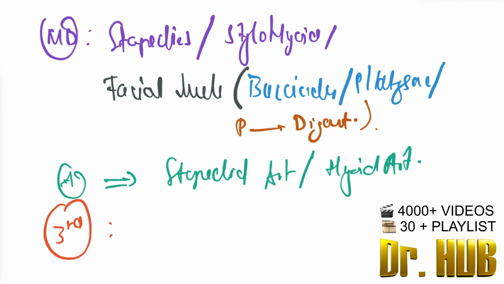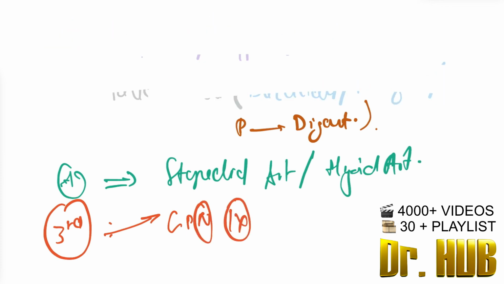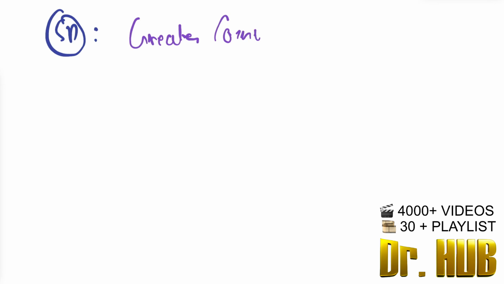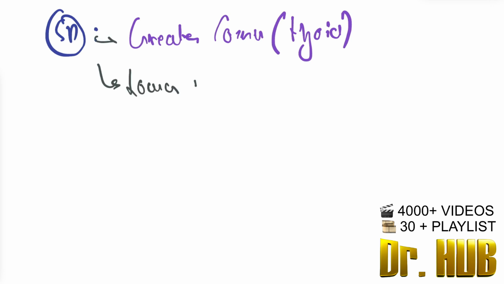Next, let's look at the third one. The third arch includes the nerve, that is the glossopharyngeal nerve, which is nothing but the ninth. What are the skeletal derivatives of the third arch? The skeletal derivatives include the greater cornu of the hyoid, as well as the lower part of the hyoid.